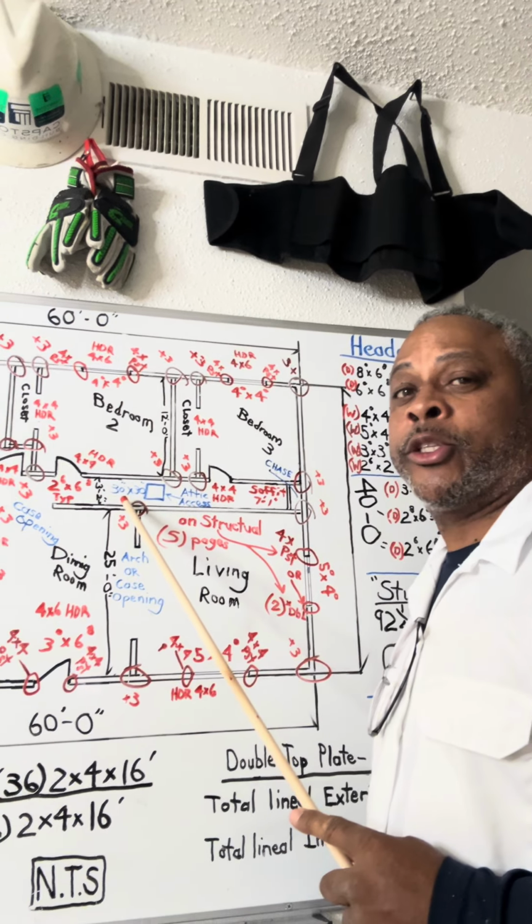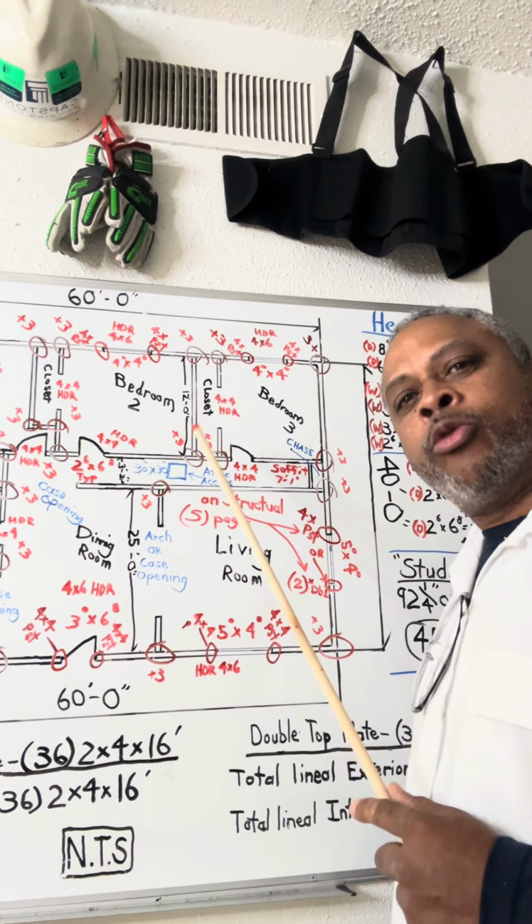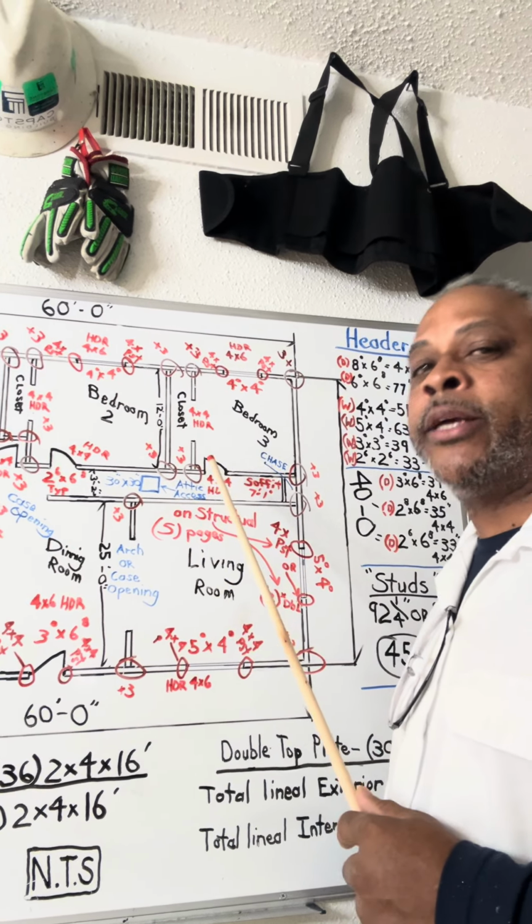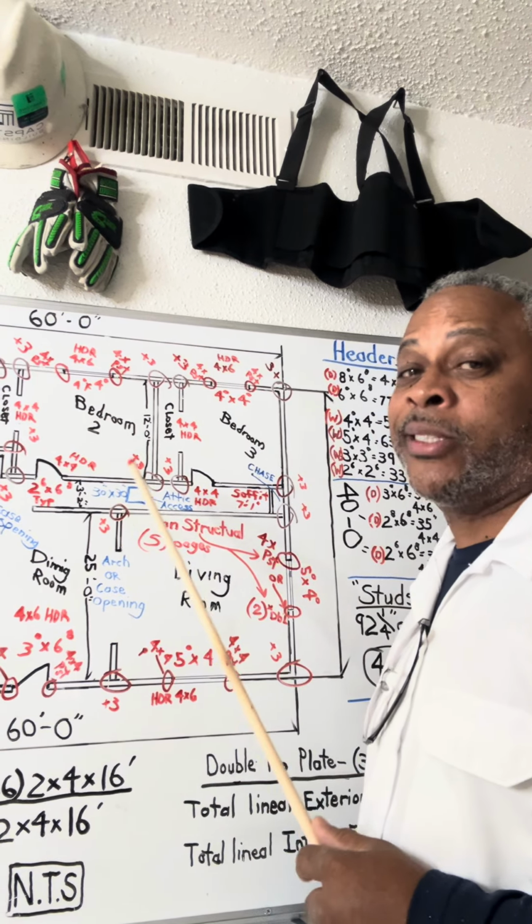Like a 30x30 access panel, a crawl space that goes up into the attic. Yes, that's going to be on the plans. And you need to identify where on the plans you're going to see it, because it does need to be framed in.